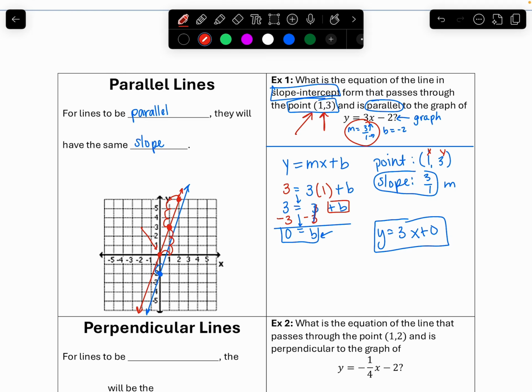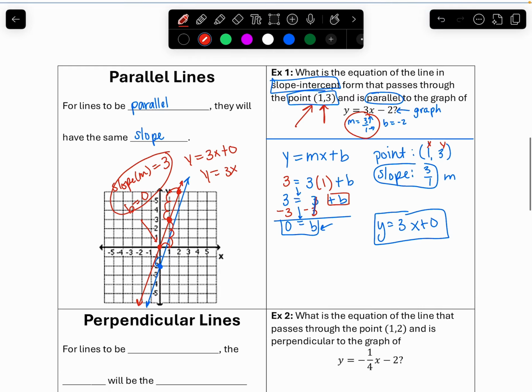Y-intercept here, your b is 0, and your slope equals 3. So now you have everything you need to make your formula. Y equals 3x plus 0, or y equals 3x. Okay, so those are 3 different ways to do that.